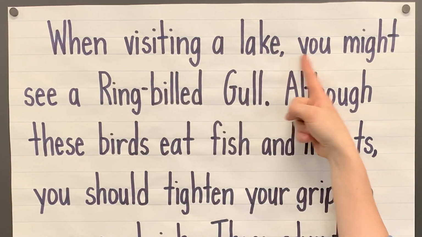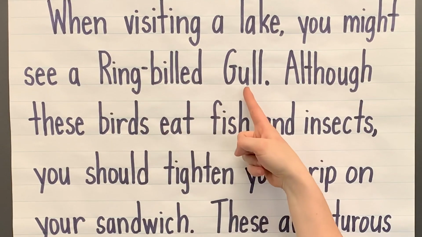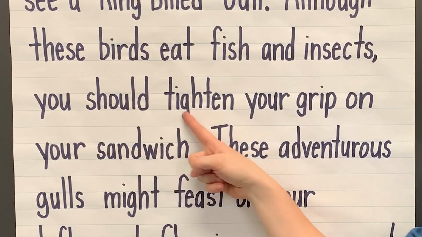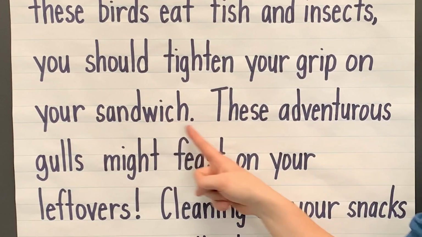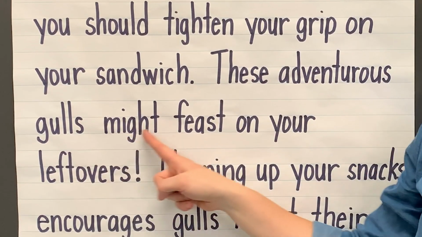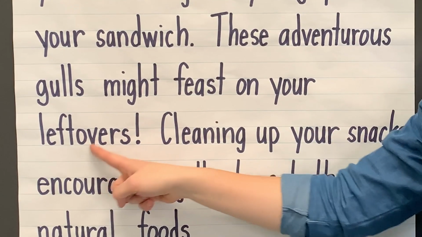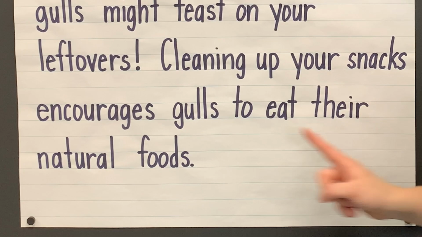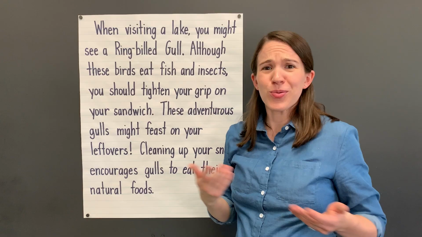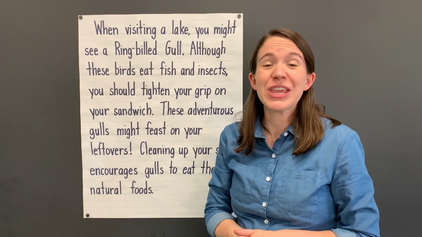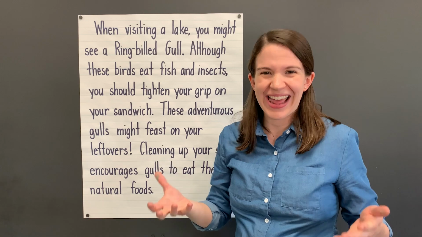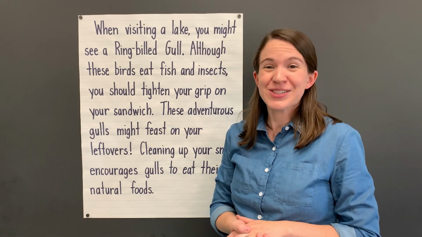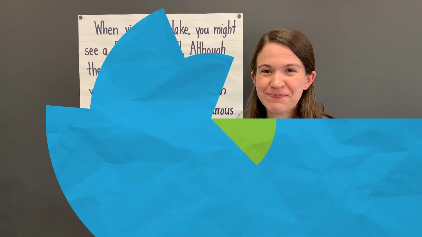When visiting a lake, you might see a ring-billed gull. Although these birds eat fish and insects, you should tighten your grip on your sandwich. These adventurous gulls might feast on your leftovers. Cleaning up your snacks encourages gulls to eat their natural foods. Great work finding words with the OUS and EN suffixes. Now, let's see if we can spell some words with these suffixes.